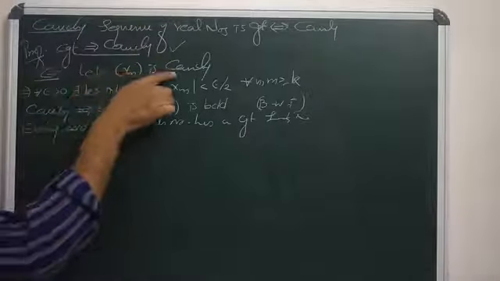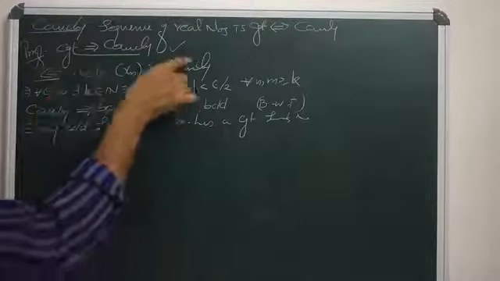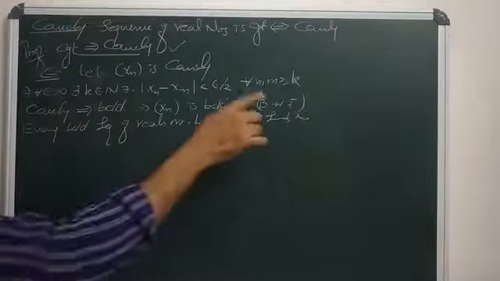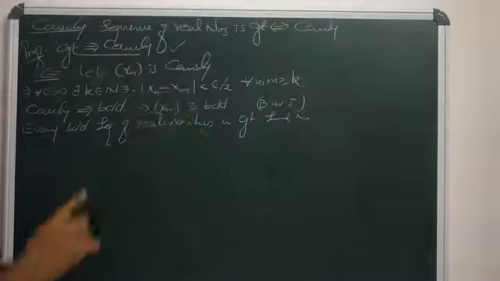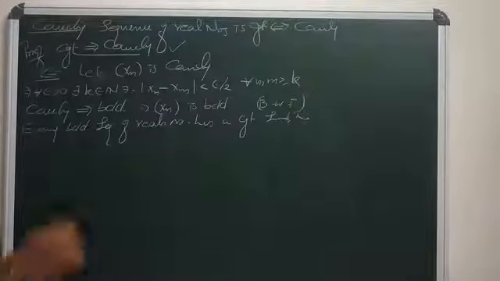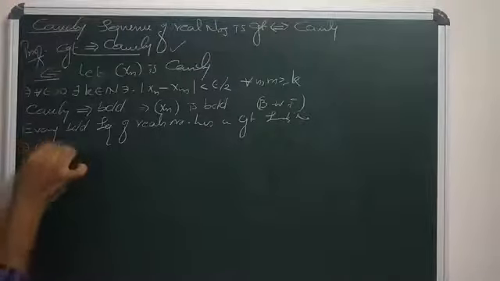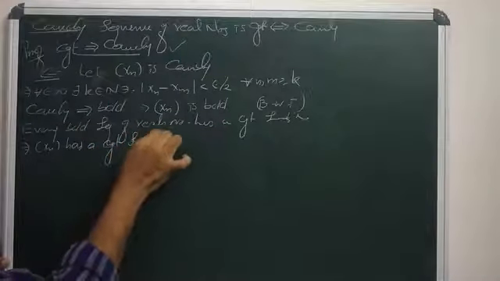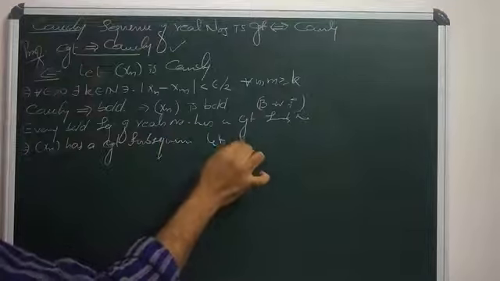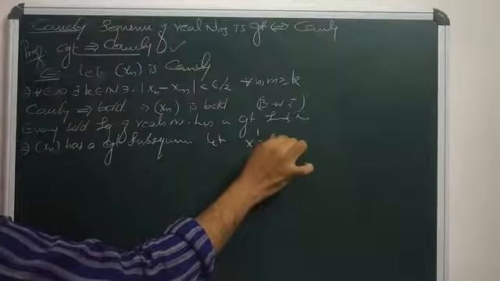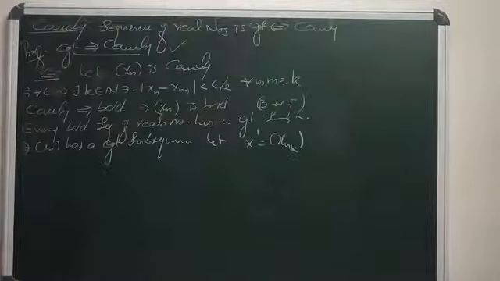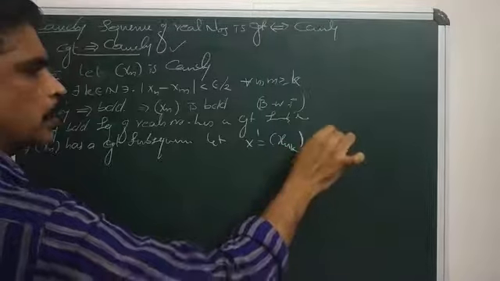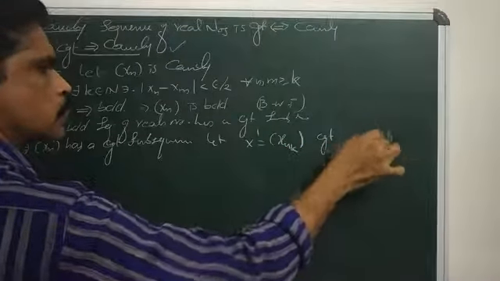Here we know that {xn} is a bounded sequence of real numbers. Why? {xn} is Cauchy, and a Cauchy sequence is bounded. Therefore {xn} is a bounded sequence of real numbers. By the Bolzano-Weierstrass theorem, every bounded sequence of real numbers has a convergent subsequence. Therefore {xn} has a convergent subsequence. So let x' = {x_nk} be a convergent subsequence of the sequence.